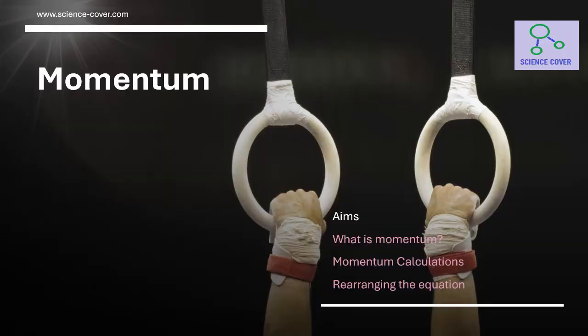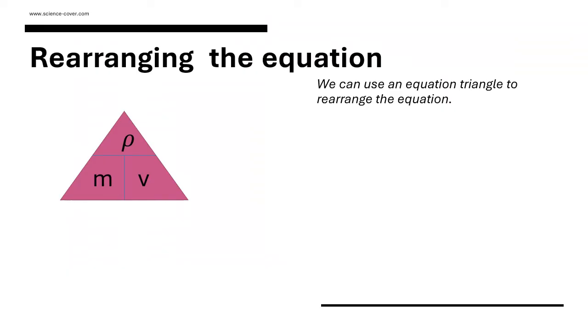Now let's look at how we can rearrange the equation. We can place the momentum equation into an equation triangle, with momentum on the top and mass and velocity at the bottom. Now we can work out the three forms of rearranging the equation by covering up what we want to find. So starting with what we've already done, we know that momentum is equal to mass multiplied by velocity. If we want to find mass, then we can cover up mass, and this tells us that it's momentum divided by velocity.